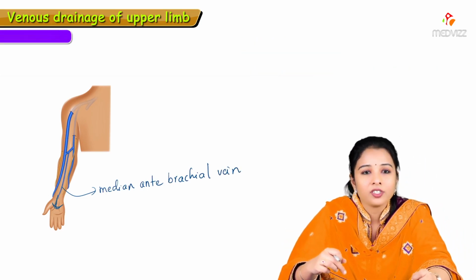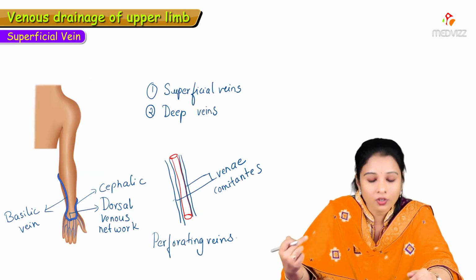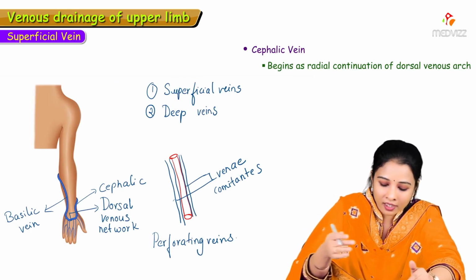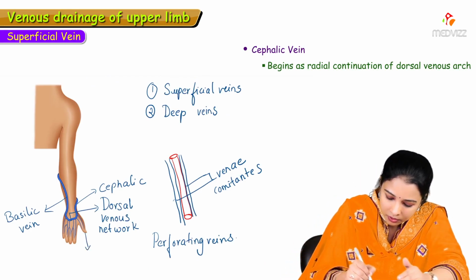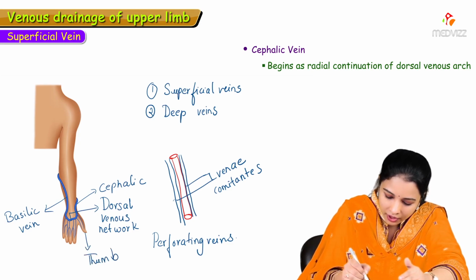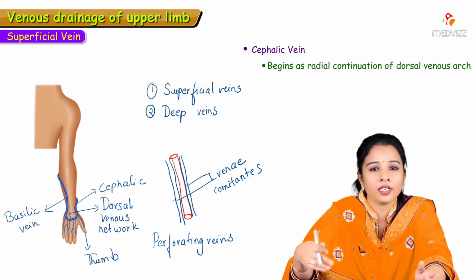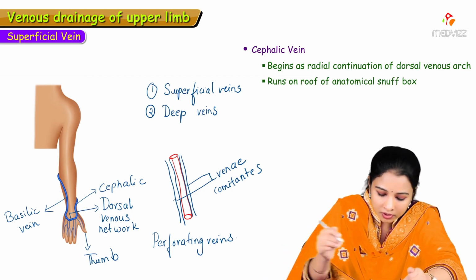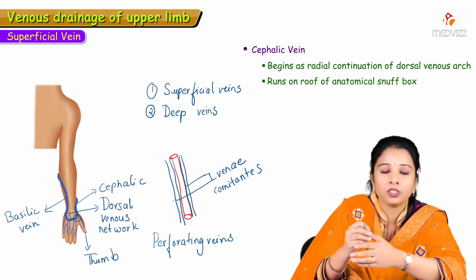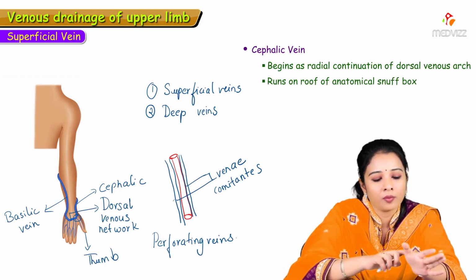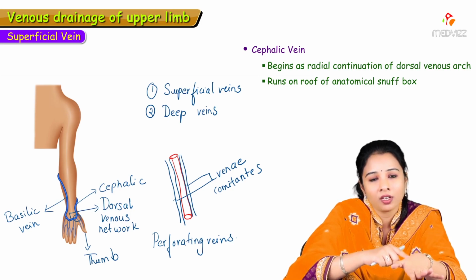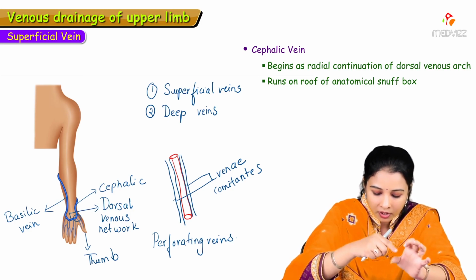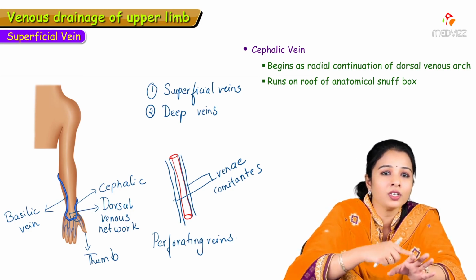Okay. So first we shall discuss the cephalic vein. So here is the cephalic vein. It begins as the radial continuation of the dorsal venous arch. Radial means lateral. So here is the thumb, and the radial side is in line with the thumb. It is the radial continuation of the dorsal venous arch, which runs on the roof of the anatomical snuff box. When you abduct and extend the thumb, you can see a triangular depression at the base of the thumb, which is called the anatomical snuff box. So from the anatomical snuff box we can see the beginning of the cephalic vein.